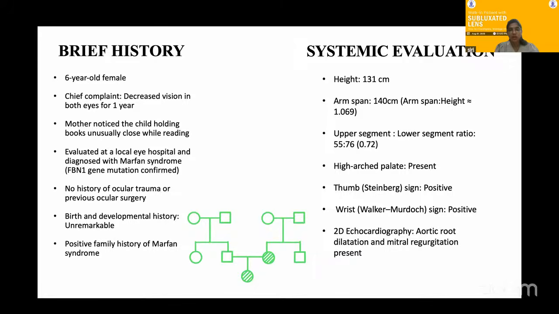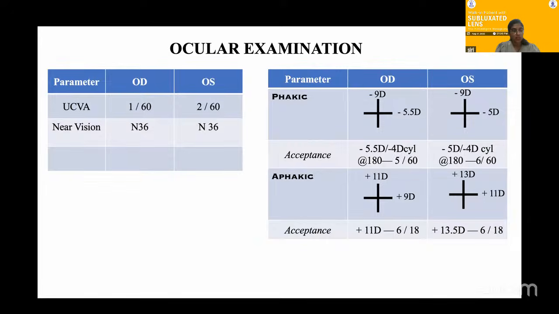There was increased arm span to height ratio. There was decreased upper segment to lower segment ratio. High arched palate was present. Thumb sign and wrist sign were positive. 2D echocardiography showed aortic root dilatation and mitral valve regurgitation. On ocular examination, her uncorrected visual acuity in the right eye was 1/60 and left eye 2/60. Near vision in both eyes was N36.